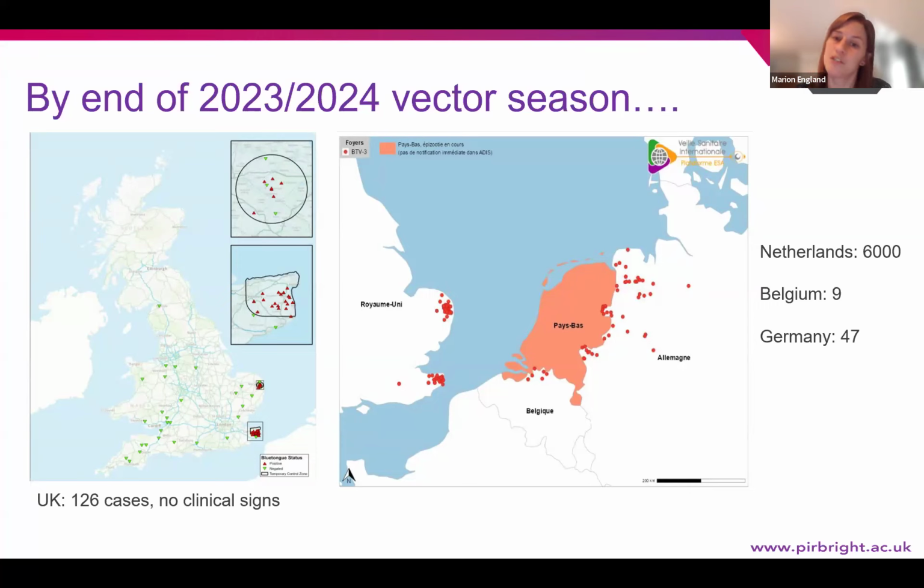And then the midges went away for the winter. We had quite a short vector-free period because it was quite a mild winter. Normally we would expect the midges to disappear in about November and not come back till April, but they didn't actually disappear till the 8th of January 2024, and they re-emerged in March. So there was quite a short time when the midges weren't active, and that doesn't really help when you're trying to stop a virus overwintering.